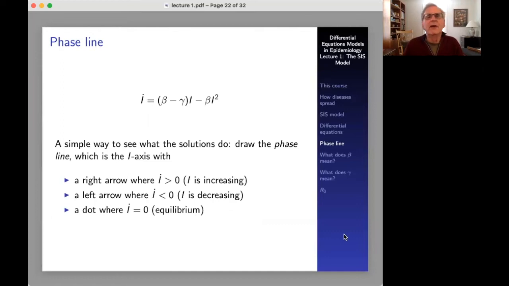A simple way to see what the solutions do is not to go and try and calculate them, but to just draw what's called the phase line. The phase line is the I-axis with a right arrow wherever I dot is positive, a left arrow wherever I dot is negative, and a dot wherever I dot is 0. That's an equilibrium. Remember, we said those points were important.